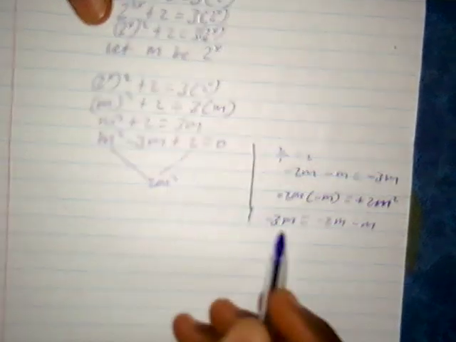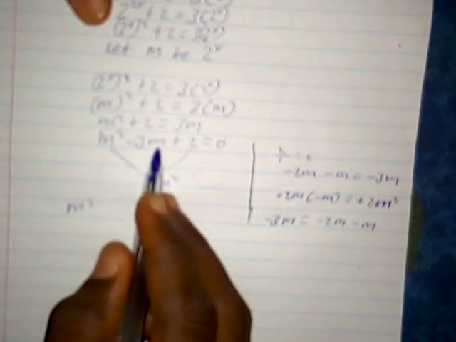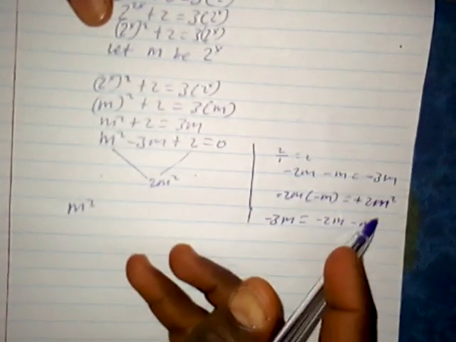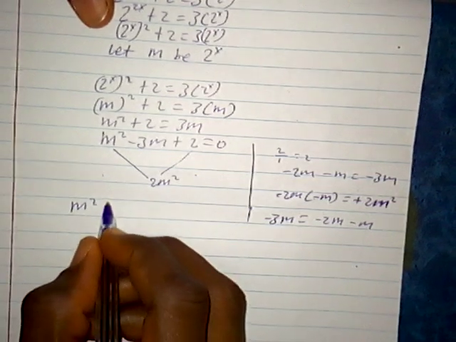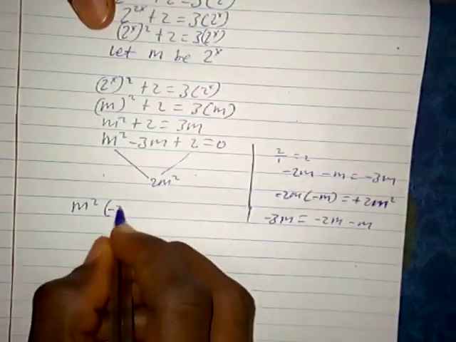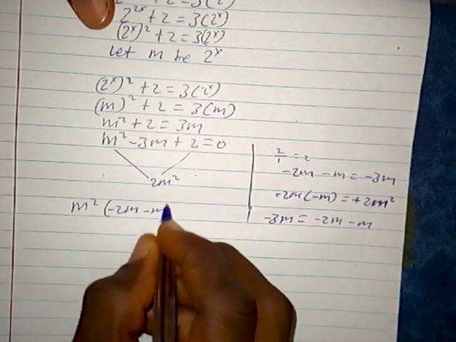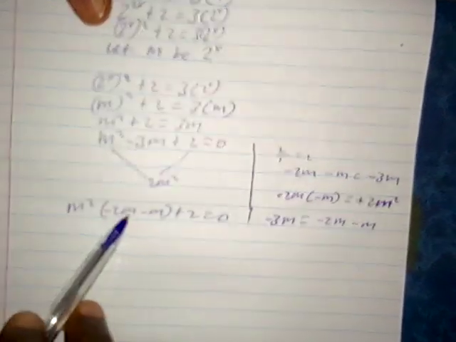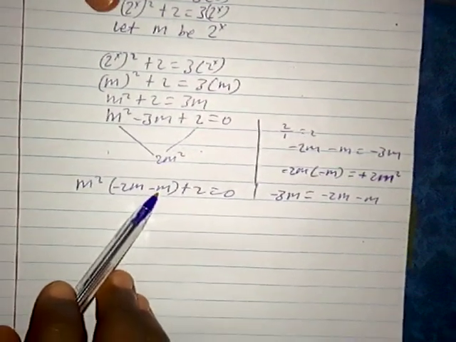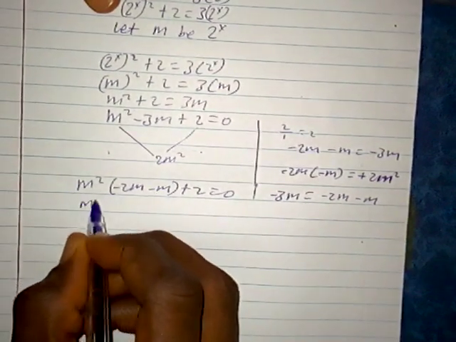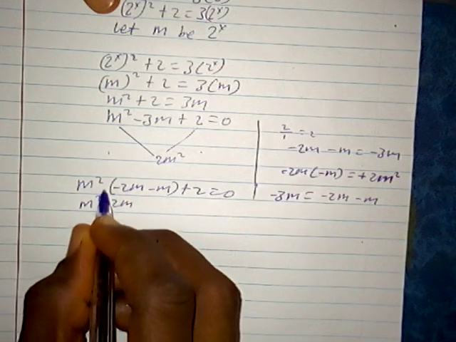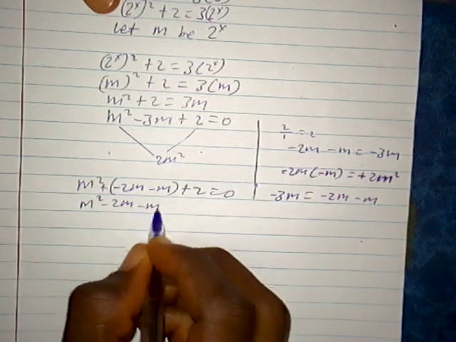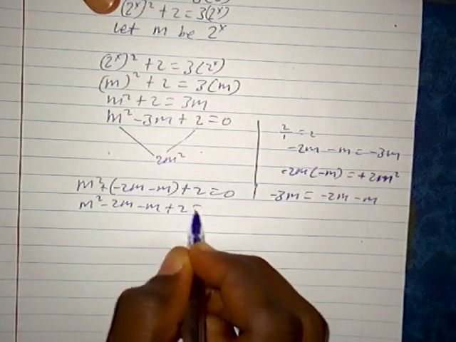So anywhere we see minus 3m, we are going to substitute it. We take m squared. Now instead of minus 3m, we put everything inside the bracket: minus 2m minus m, plus 2 equals 0. Do you see? What next? We say m squared minus 2m minus m plus 2 equals 0.